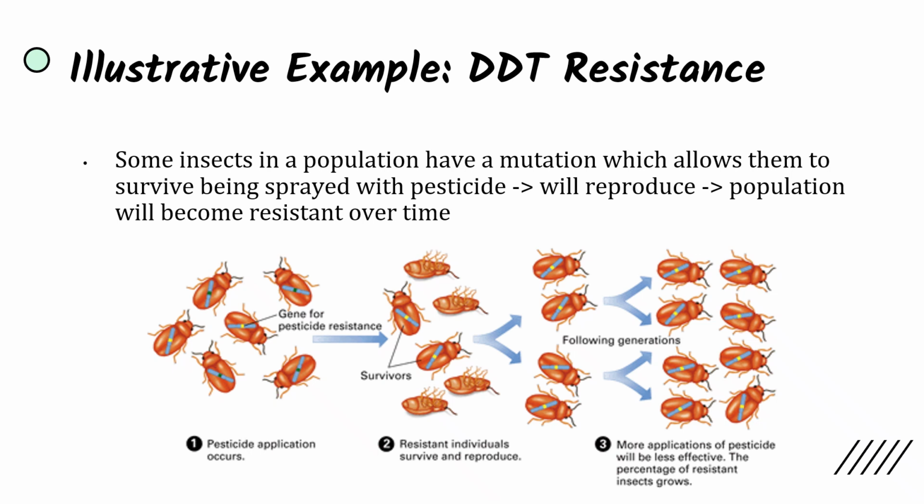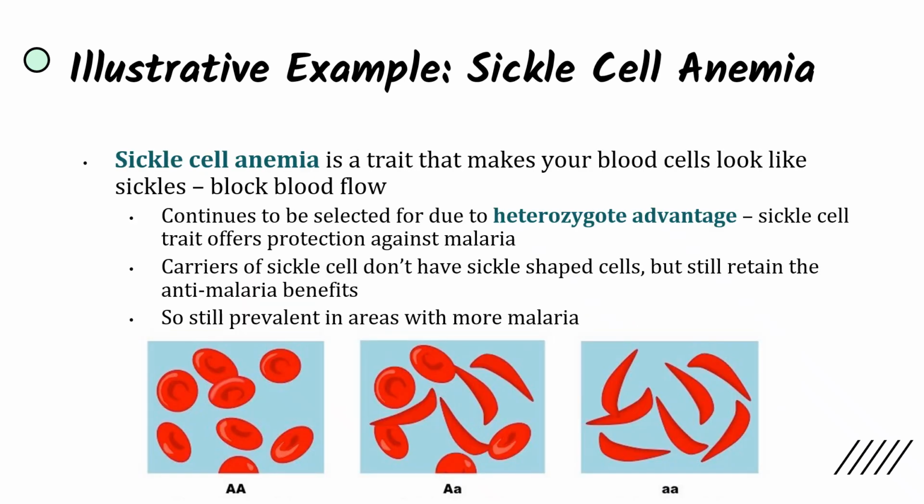Another example is sickle cell anemia, which is a trait that makes your blood cells look like sickles. So they're going to look a little bit like this, and that's going to block the blood flow within your body. But it's going to continue to be selected for because it gives the people that have it an advantage, not people that have full sickle cell anemia. Those have an issue with surviving and reproducing, but those heterozygous, not fully recessive for sickle cell anemia, meaning some of their blood cells are sickled, but others are normal shaped, they have an advantage because sickle cell trait offers protection against malaria.